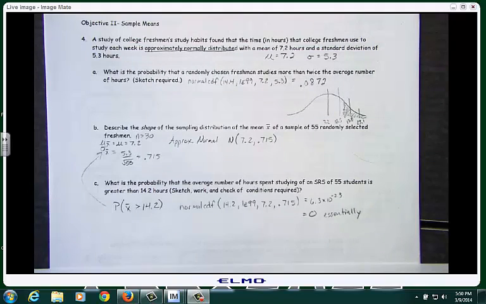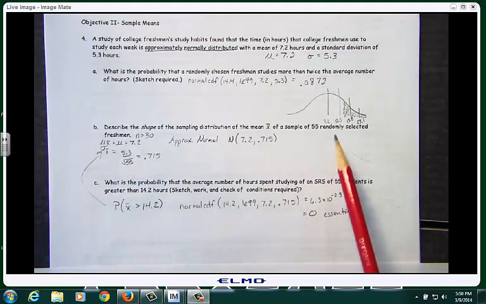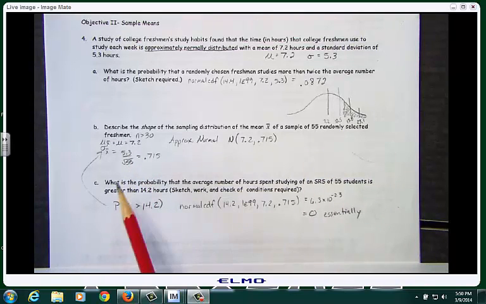In part B and C, we are dealing with a sample of the population. So the mean will stay the same at 7.2, but we have to adjust the standard deviation for our sample. The standard deviation for the sample is the standard deviation of the population divided by the square root of n. Here we have a sample size of 55. So 5.3 divided by the square root of 55 is 0.715. Our sample distribution would be approximately normal with a mean of 7.2 and a standard deviation of 0.715.